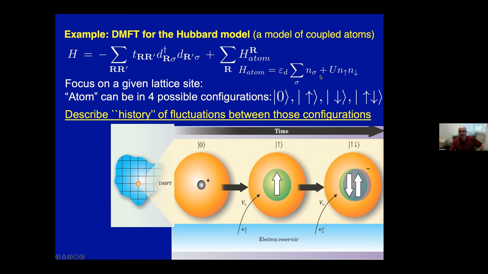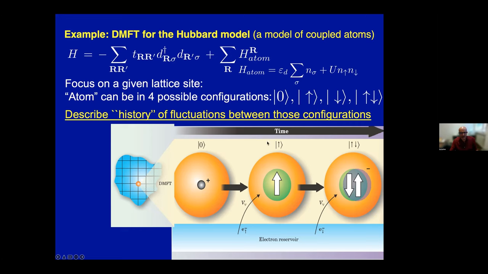It's an atom that has a single level, which is called here epsilon d, and an interaction when two electrons occupy the same atomic level, namely this configuration. So each of these atoms is really a super simplified atom in which there is just a single atomic level, no degeneracy, and it can be occupied in any of these four configurations. So it's atoms on the lattice coupled by hopping. And what DMFT does is that it is going to describe the quantum mechanical transitions between these four different states as time goes on, as the dynamics of this atom in a bath problem.